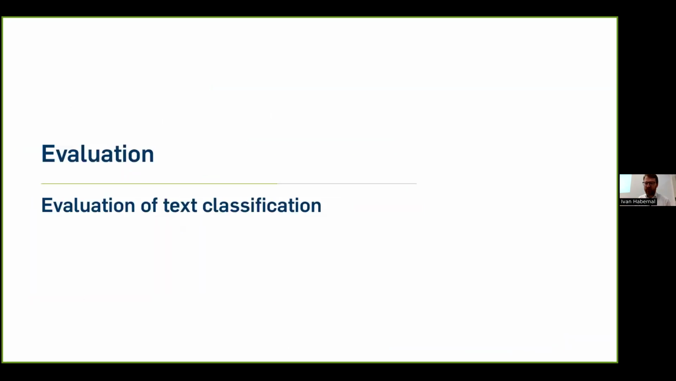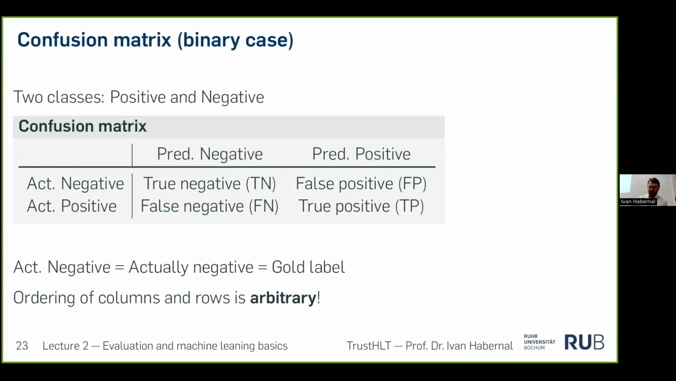Okay, good. So, evaluation of text classification. Now we're getting somewhere. If we have a binary case, for example positive and negative classes, so positive review and negative review, then the underlying storage for your results is something called a confusion matrix.